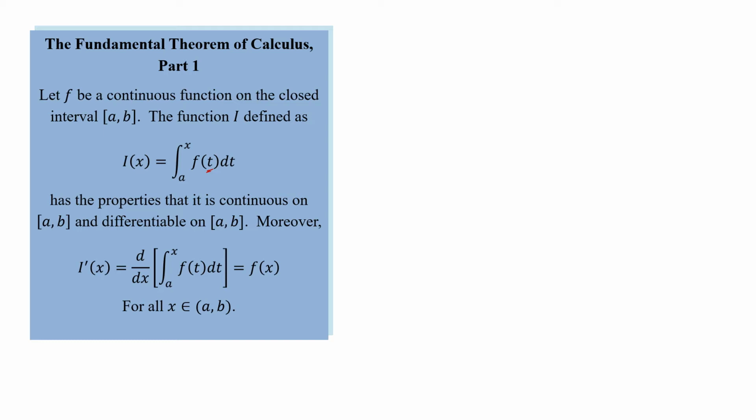Moreover, because who doesn't like to use the opportunity to use the word moreover, the derivative of I. Notice here we have the derivative of the integral. It equals f of x. What we do is we take these t's and we replace them with x. Couple things to notice here. The lower bound is a constant, and the upper bound is a variable. That's very important.